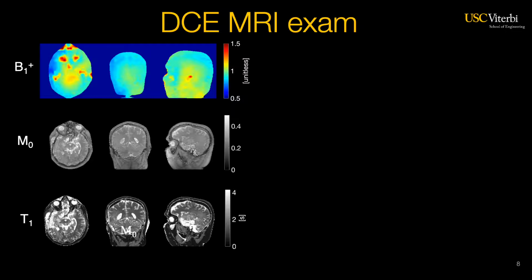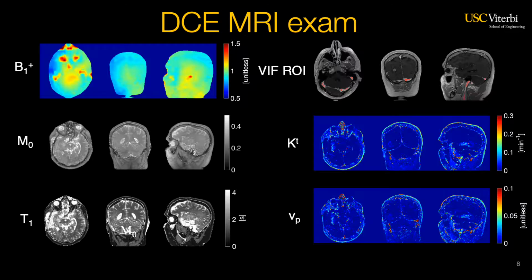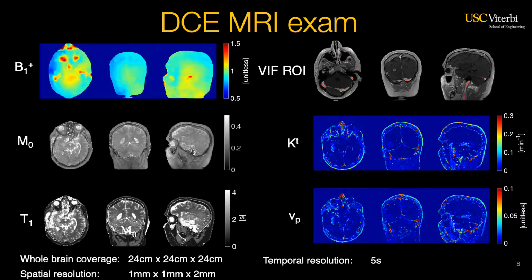Here shows the full set of results of one DCE MRI exam. On the left-hand side, you can see the B1 plus, proton density and baseline T1 map. On the right-hand side, you can see the vessel mask for VIF extraction and tracer kinetic parameter maps such as Kt and Vp.